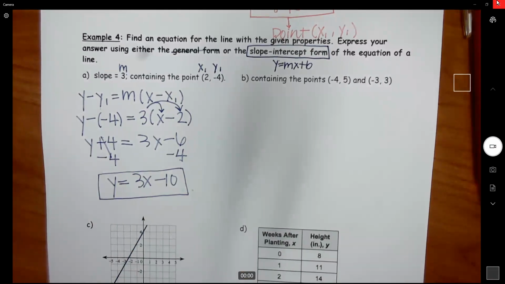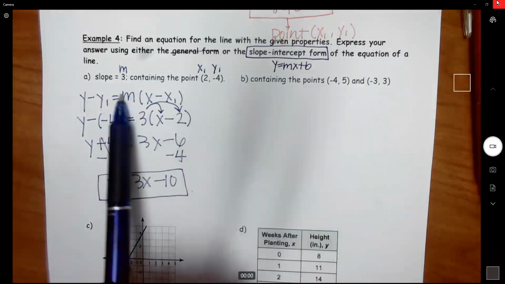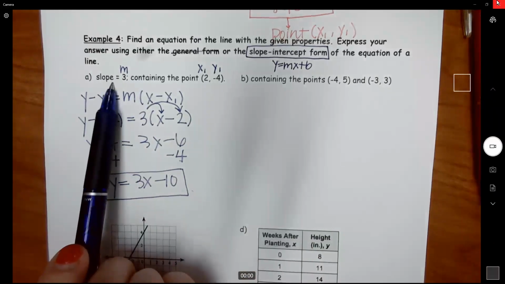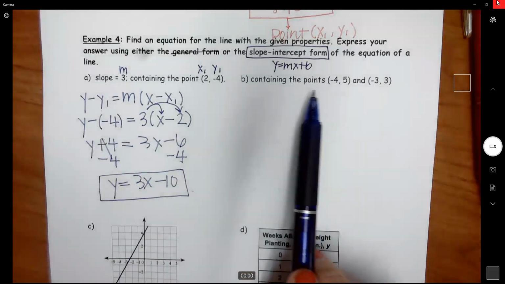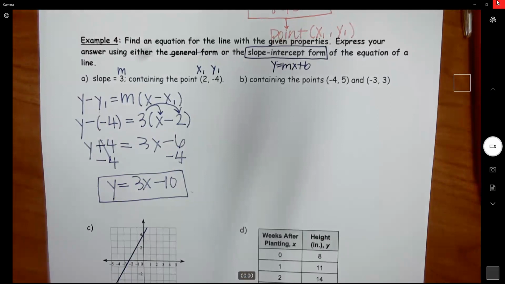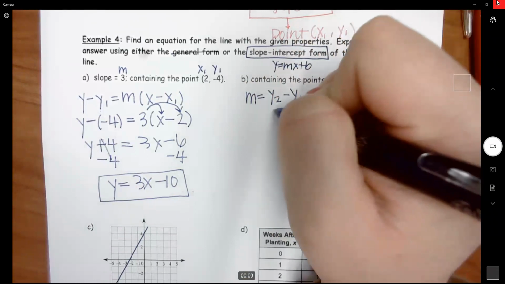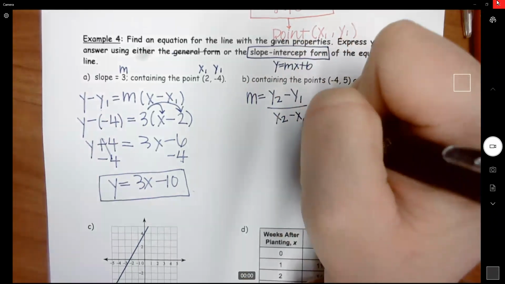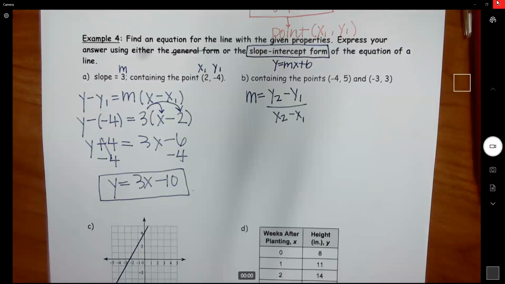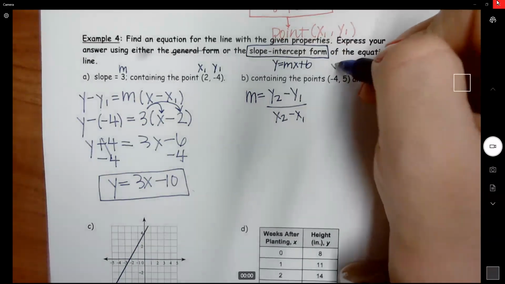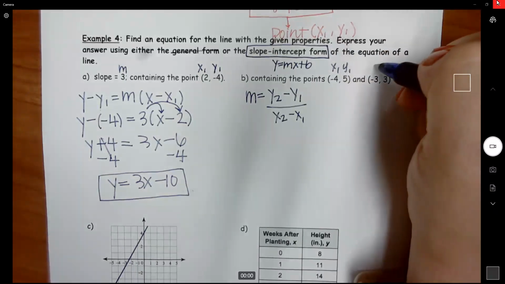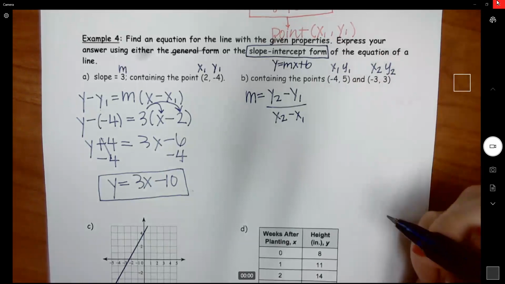Now B gets a little bit more complicated because it tells me to do this containing just the points (-4, 5) and (-3, 3). So what do I not have in this problem that I did in this one? That's going to be my slope. However, I know how to find the slope between 2 points. My slope formula is y2 minus y1 over x2 minus x1. So let's label our points. This is x1, y1, x2, y2, and now substitute in.